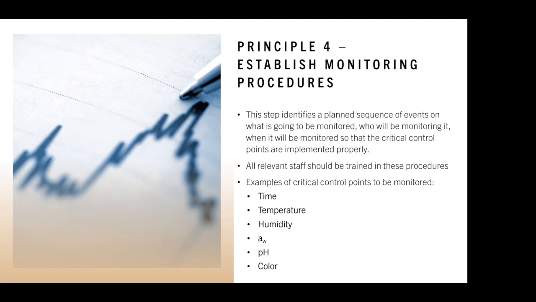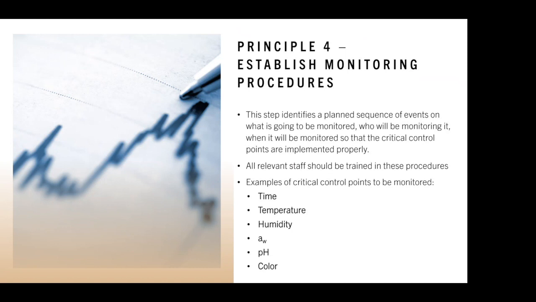Once critical limits are set, we now need to address Principle 4, which is to establish monitoring procedures. Principle 4 identifies a planned sequence of events on what is going to be monitored, who will be monitoring it, when the critical limit will be monitored, so that the CCPs and the CLs, or the critical limits, are implemented properly. It is important that all relevant staff are trained in these monitoring procedures.